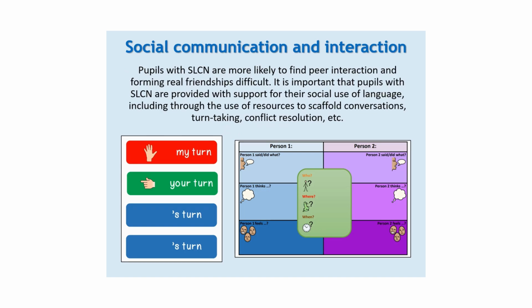Social communication and interaction. Pupils with SLCN are more likely to find peer interaction and forming real relationships difficult. It is important that pupils with SLCN are provided with support for their social use of language, including the use of resources to scaffold conversations, turn-taking, and conflict resolution.